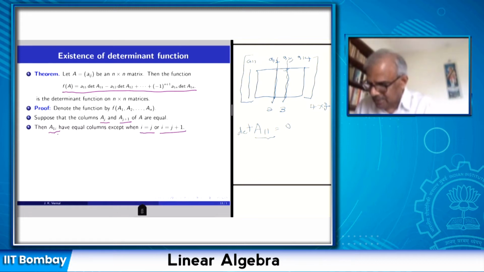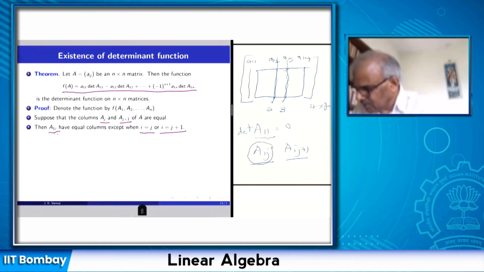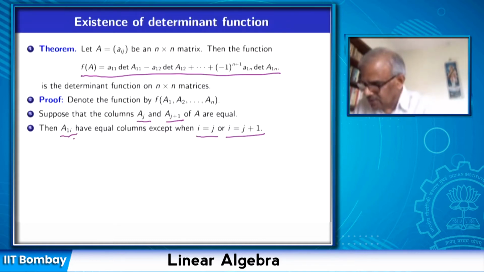So A1i, this submatrix, will have equal columns except when i equals j or i equals j plus 1. Because when i equals j or j plus 1, we will be removing one of these columns to calculate A1j or A1j plus 1. So A1j and A1j plus 1 may not have identical columns, because one of the Aj or Aj plus 1 will be removed. In this submatrix, the jth column is removed. In this submatrix, the j plus first column is removed. But as long as i is not equal to j or j plus 1, A1i will have identical columns, and therefore its determinant is 0.